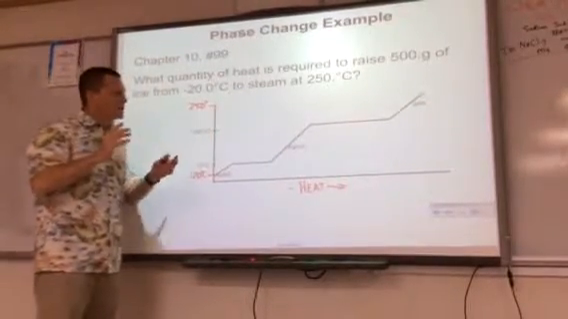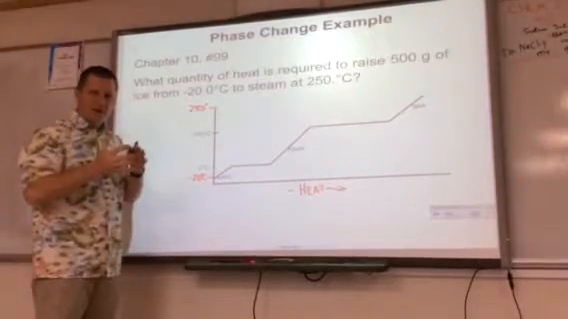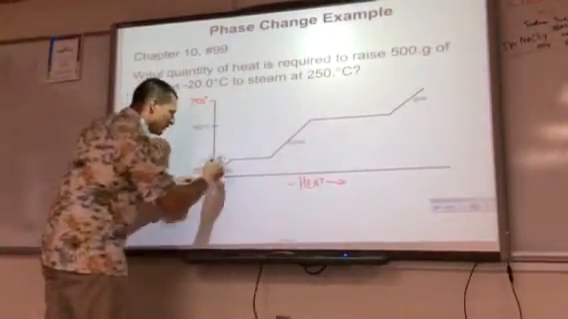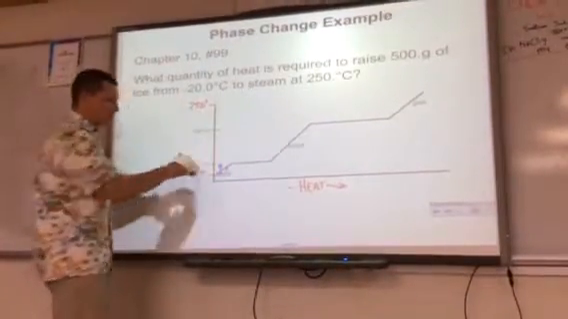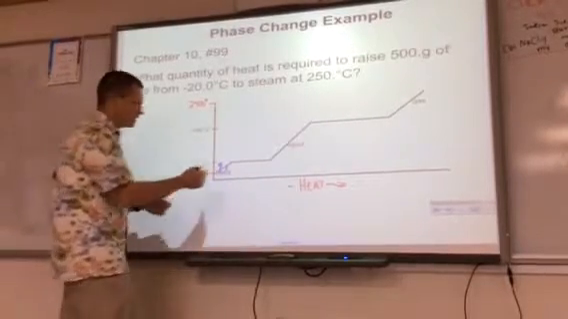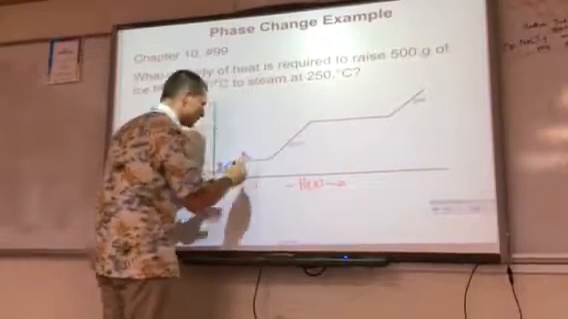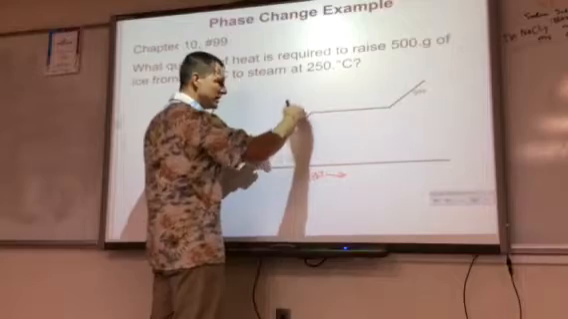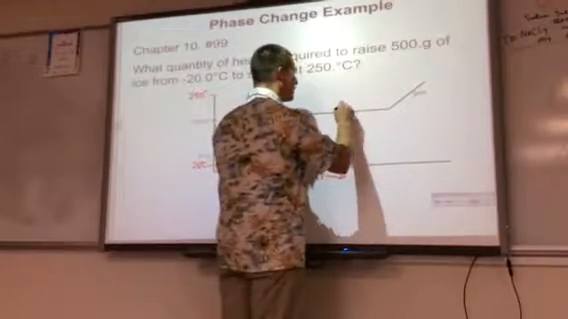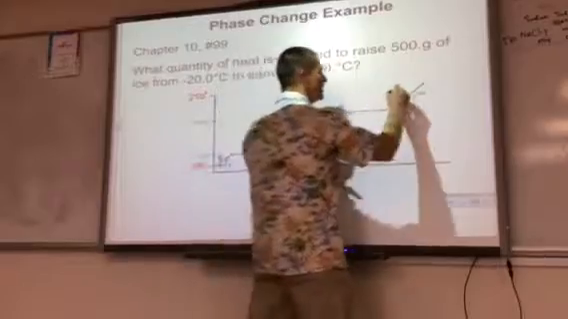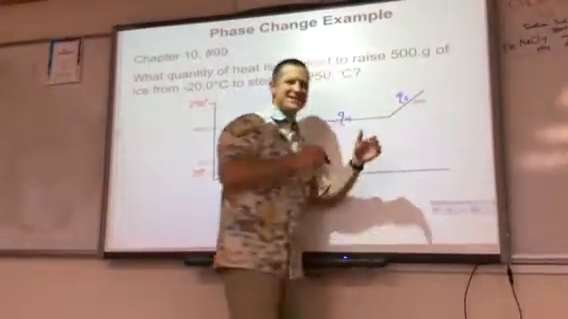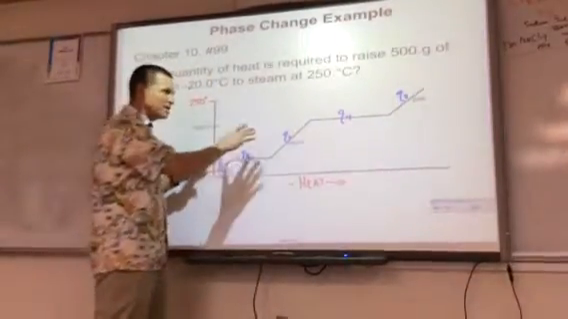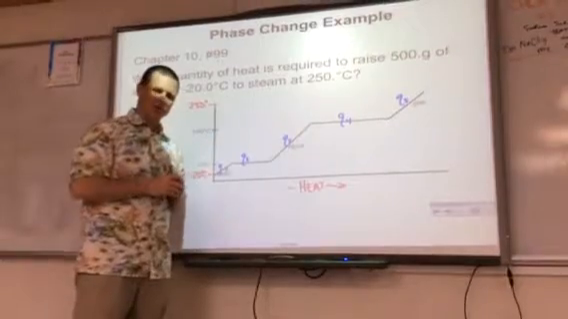So I'm going to mark these different areas off with numbers. I'm going to call this area Q1. That's where the temperature is raising and the water is a solid. This flat area is Q2. That's where the solid is melting to liquid water. Q3 is liquid water increasing in temperature until it boils. Q4 is the boiling of the water. And then Q5 is the steam heating up. So we have 5 Qs that we have to find for this, and they're all different. We have to find them and add them all together.